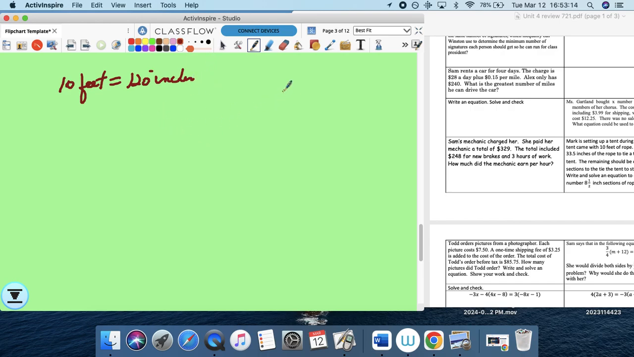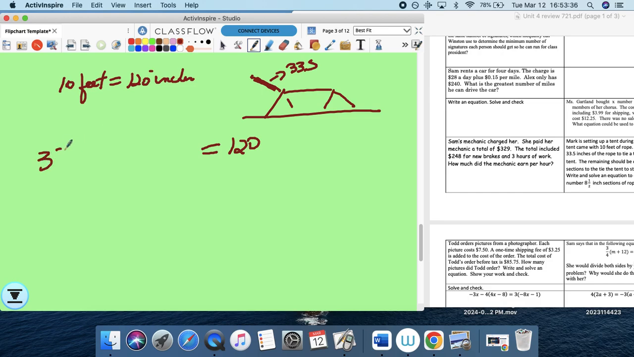So we have a tent, and I got a rope here. Tie a tarp on the top. So this is the tarp on top of the tent. Let's just assume that this guy is 33.5 inches. So everything is equal to 120, right? So we use 33.5, and then plus, we're going to see how many of these, the leftover rope. So this is 120 inches.